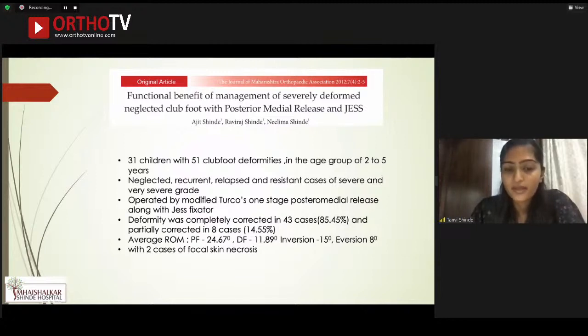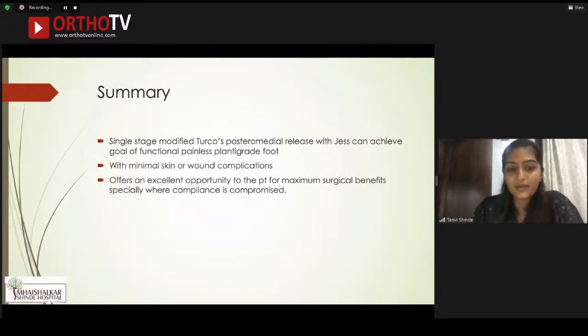We could achieve complete deformity correction in about 43 cases, and partial correction was achieved in 8 cases. The average range of motion was fair in most of them, while 2 cases had focal necrosis. So at the end, for these patients, we found that single stage posteromedial release with JES can achieve the goal of a functional, painless plantigrade foot with minimal skin or wound complications. And this can offer an excellent opportunity to the patient for maximum surgical benefit, especially where compliance is compromised.